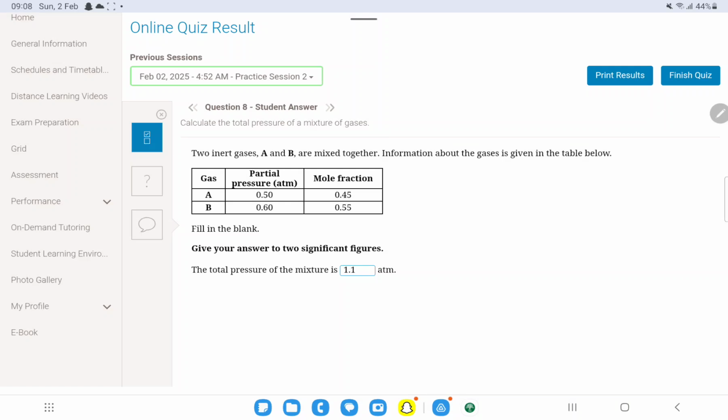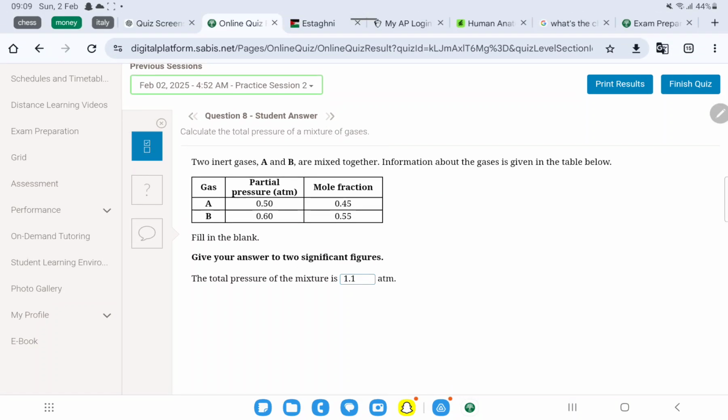Now for question 8, the two inert gases A and B are mixed together. Information about the gases is given in the table below. The partial pressures are 0.5 and 0.6. They want the total pressure. Total pressure is you add all of the partial pressures. The total pressure Tp equals 0.5 plus 0.6, and it equals 1.1 atm.